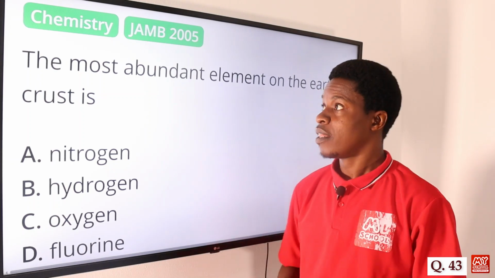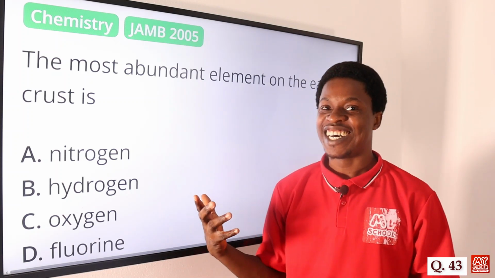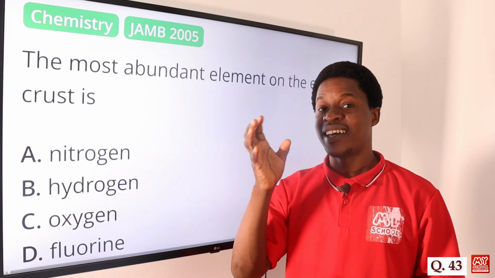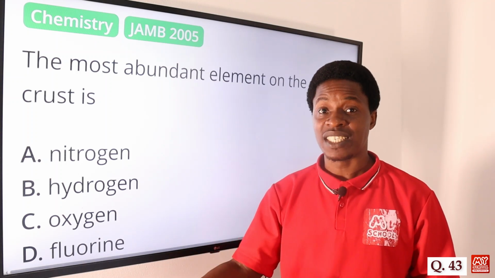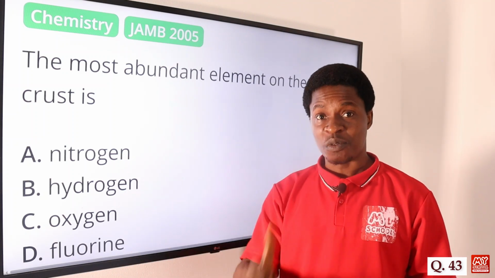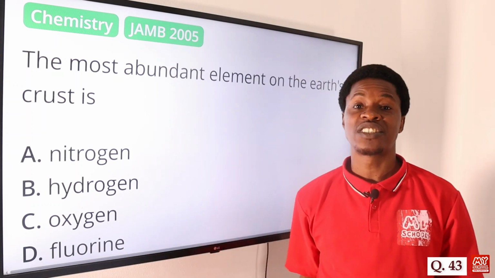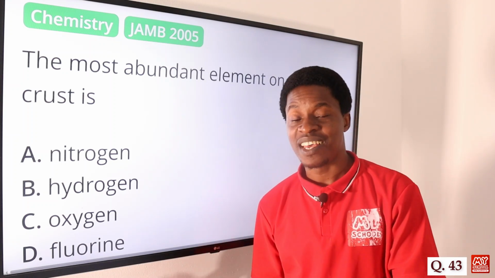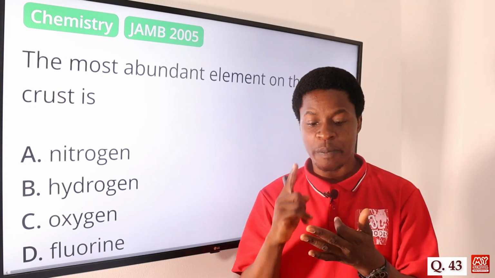Question 43. The most abundant element on the Earth's crust is what? Please, you have to be careful here. Don't get confused about the abundance in air. When we talk about air, we say air is a mixture of gases, and we know that nitrogen has about 78% composition of the mixture of air. So if you pick nitrogen, you will be wrong, because we're talking about the most abundant element on the Earth's crust. When we're talking about Earth's crust, we're talking about the different aspects of the biosphere, made up of the atmosphere, the hydrosphere, and the lithosphere.